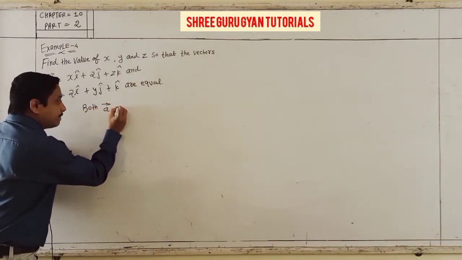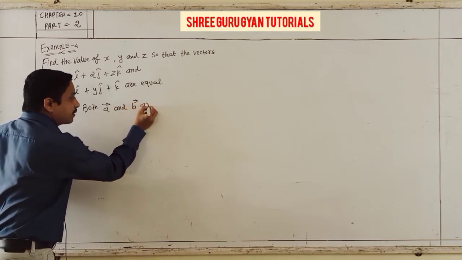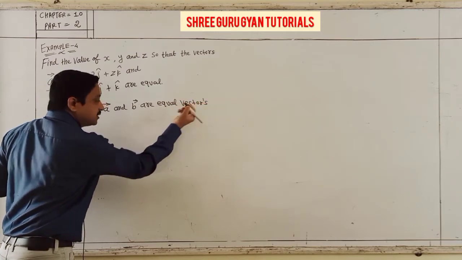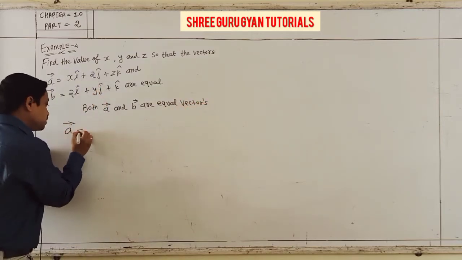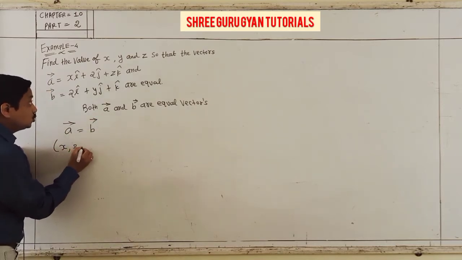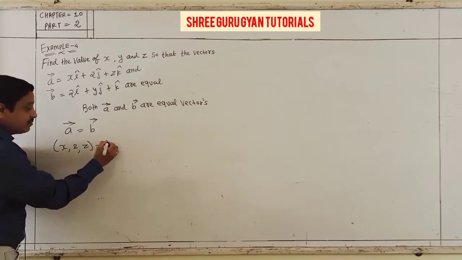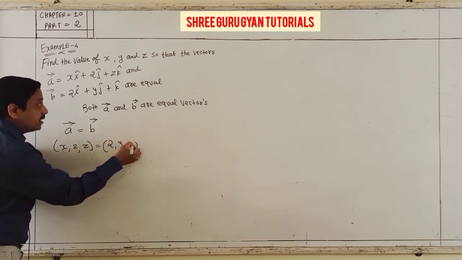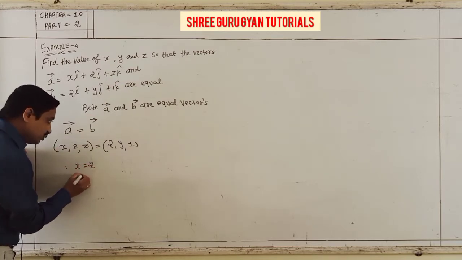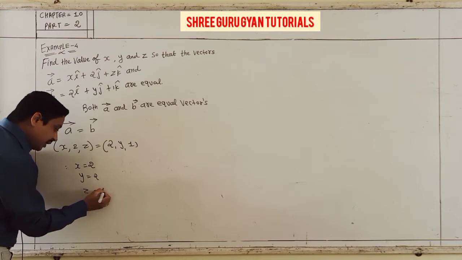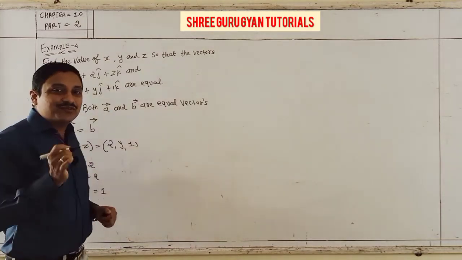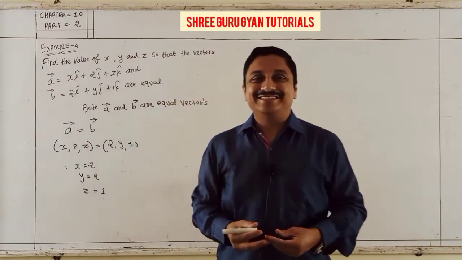a and b are equal vectors. It means we will write down a is equal to b. And what is your a? x, 2, z. Same b, 2, y, and here nothing, then it is 1. Now compare each side. x is equal to 2, y is equal to 2 and z is equal to 1. And here, students, our example 4 we did very easily.